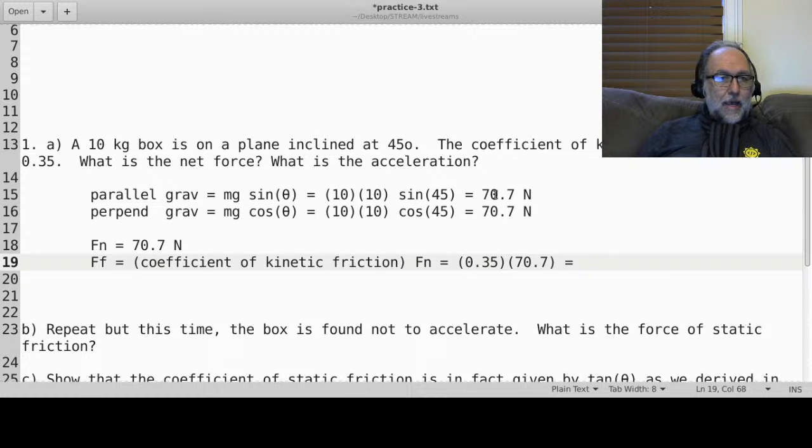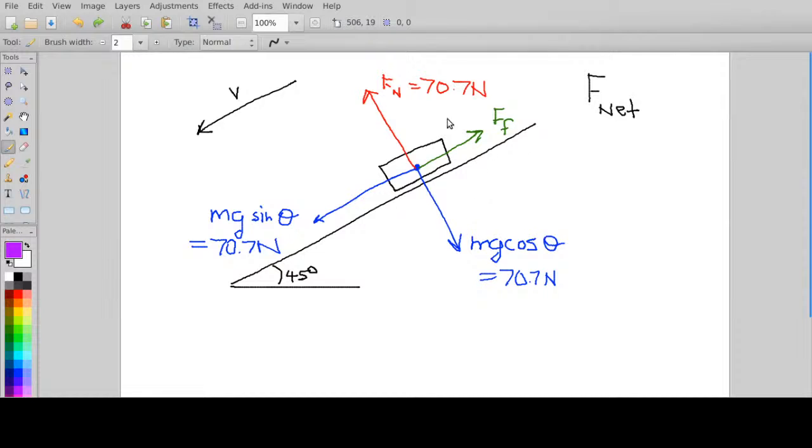Where is it? Yep, I have that. It turns out to be 24.7, like that. Okay, so now we can go back to the diagram and just put that number in there. So over here, we can say, okay, well, this one turns out to be 24.7, like that. And now we can say, aha, this one's pulling downhill with 70.7.